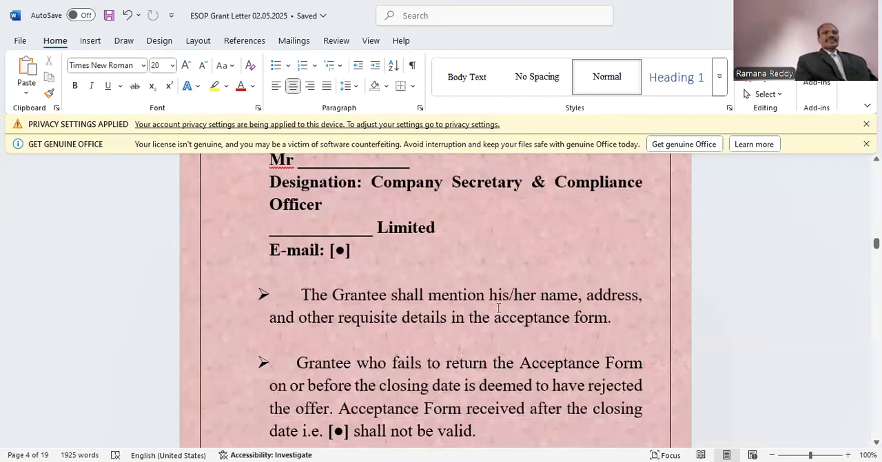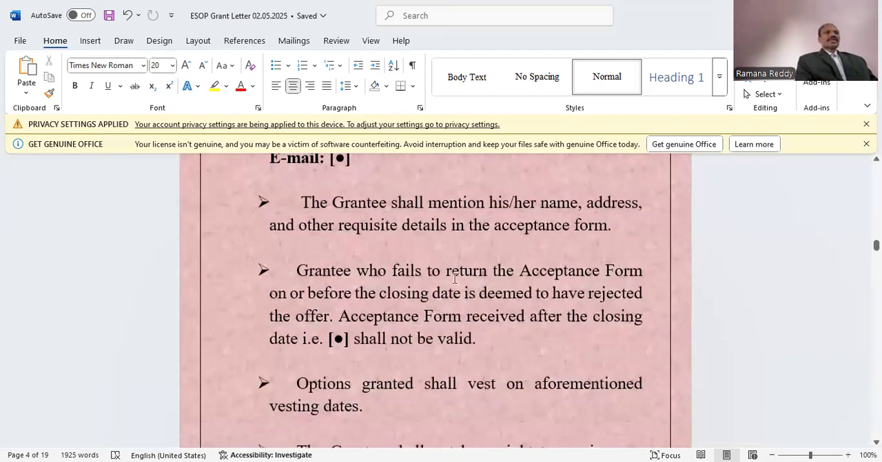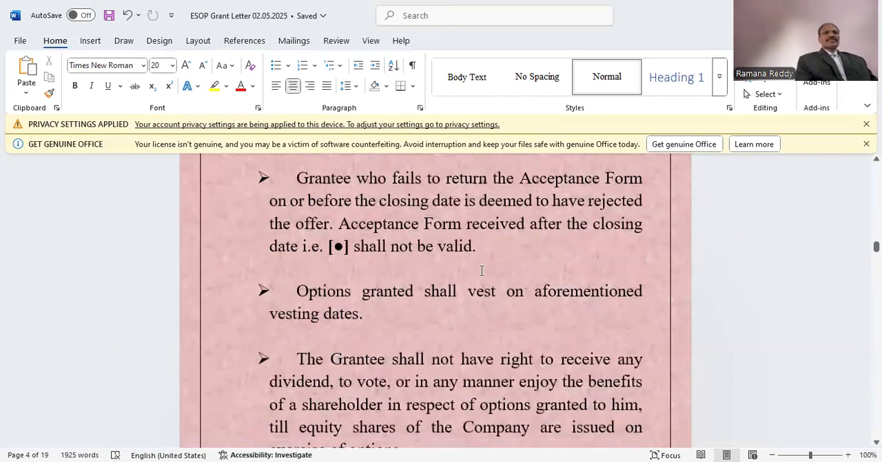So the grantee shall mention his or her name, address, and other requisite details in the acceptance form. Just give all the details. So grantee who fails to return the acceptance form on or before closing date, so if within 30 days he is not returning, then it is deemed to have rejected the offer. So acceptance form received after the closing date, the closing date will be mentioned in the offer letter only. If he is not accepting within the closing date, then it shall not be valid. These will be lapsed. That's all.